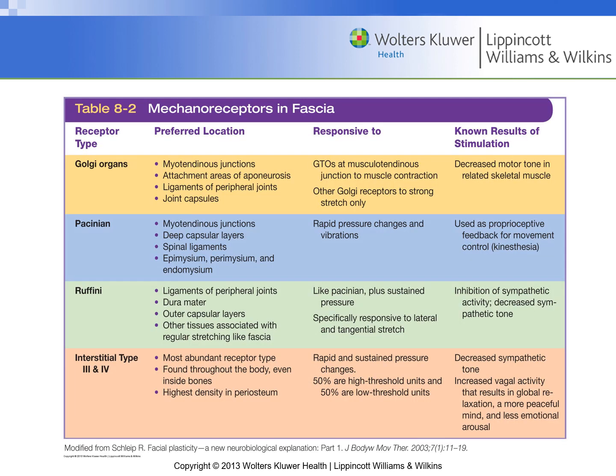And here we have a very nice table of the mechanoreceptors in the fascia, divided according to the receptor type, the preferred location, and the response to and the known results of stimulation, according to whether it is a Golgi organ, a Pacinian, a Ruffini, or interstitial type 3 and 4.